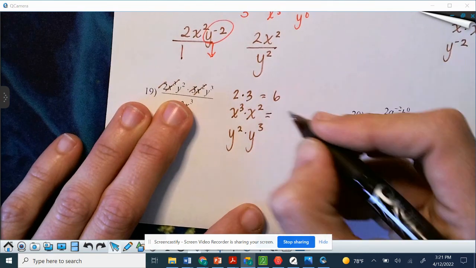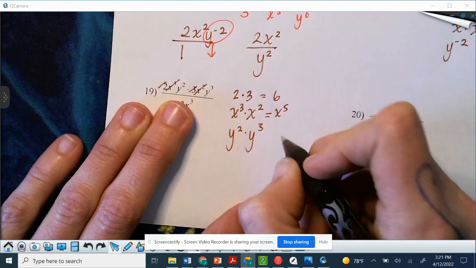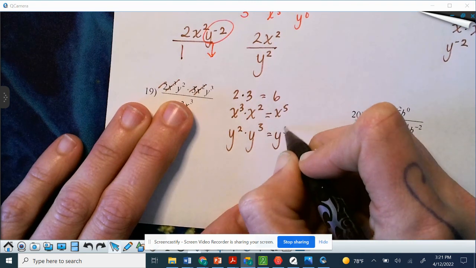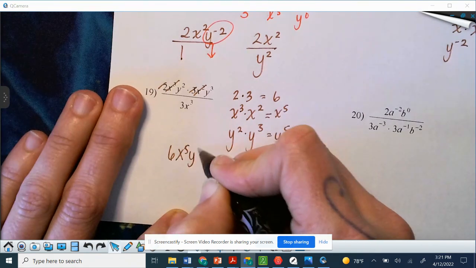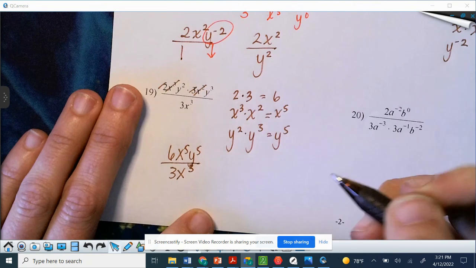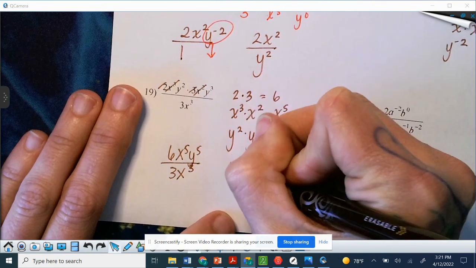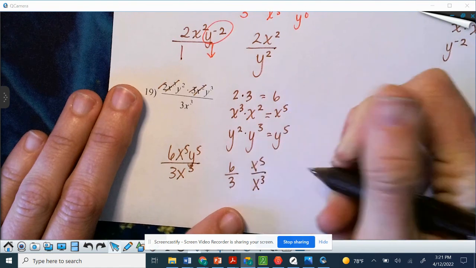We know when we multiply these guys, we add. So that's going to be x to the 5th. Multiply these guys, we add again. So that's y to the 5th. So we now have 6x to the 5th, y to the 5th, all over 3x cubed. Division, we're still going to break it up. So 6 divided by 3, x to the 5th, over x to the 3rd. And then y to the 5th.